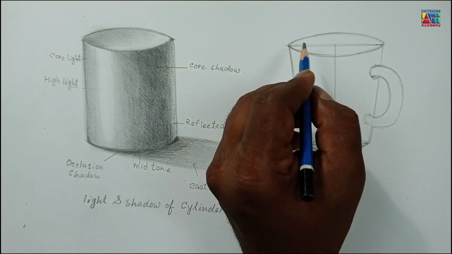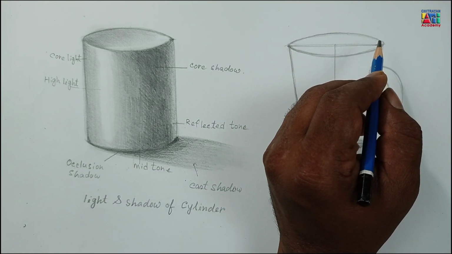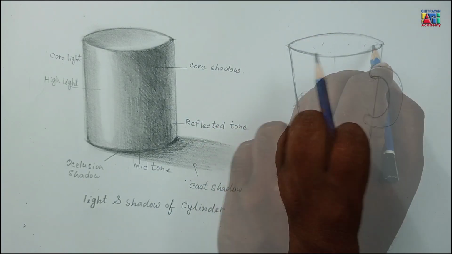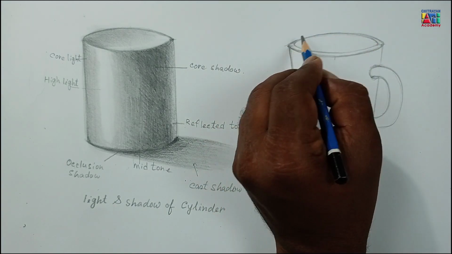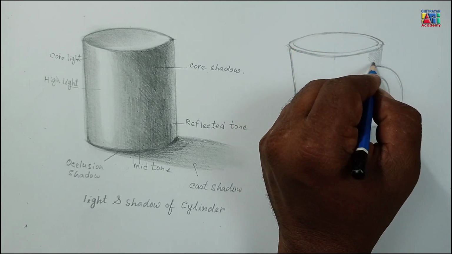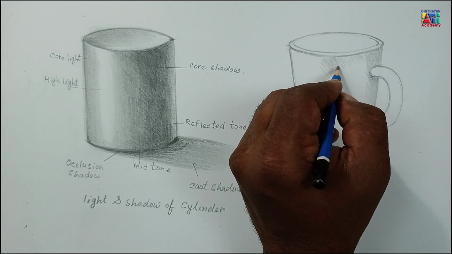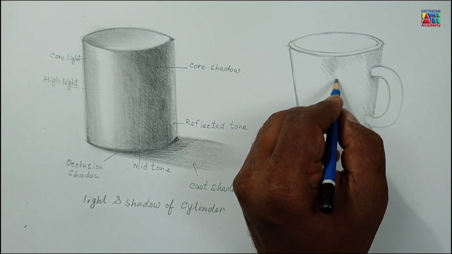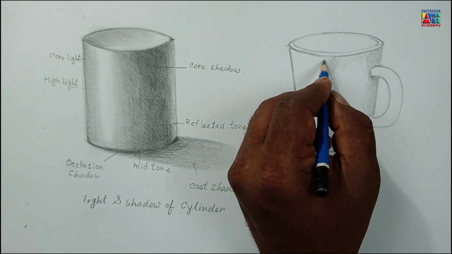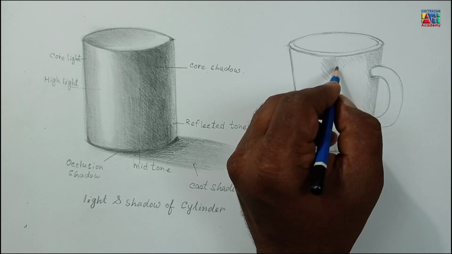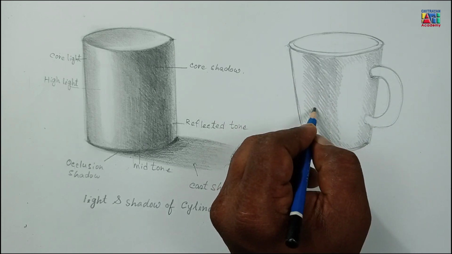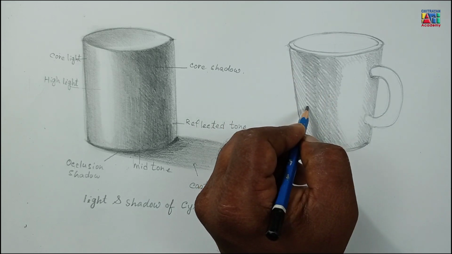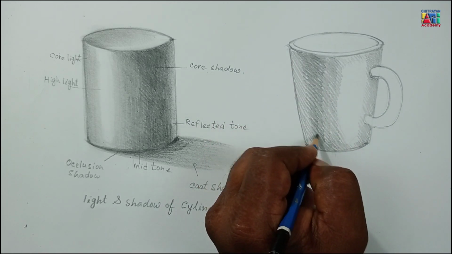This is the drawing of the cylindrical shape of a cup. Then we erase the lines. This is the core light area and this is the highlight area and this is the mid-tone area. And this is the core shadow area, the darker portion of the cup.